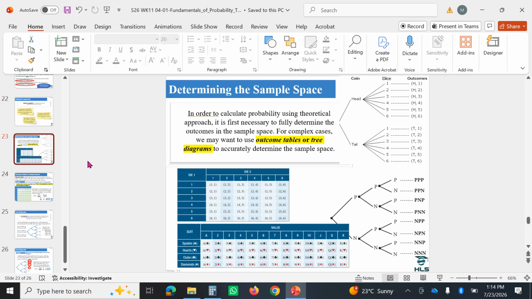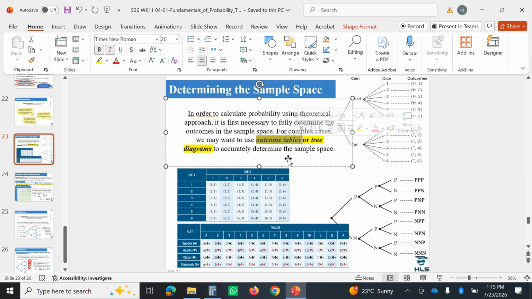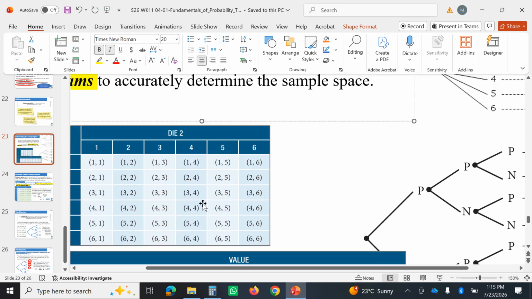Determining the sample space. Now, sometimes things can get a little hectic, but there are ways to go about this. In order to calculate probability using theoretical approach, it is first necessary to fully determine the outcomes in a sample space. For complex cases, we may want to use outcome tables or tree diagrams to accurately determine the sample space. And I'm just going to zoom in here, okay?